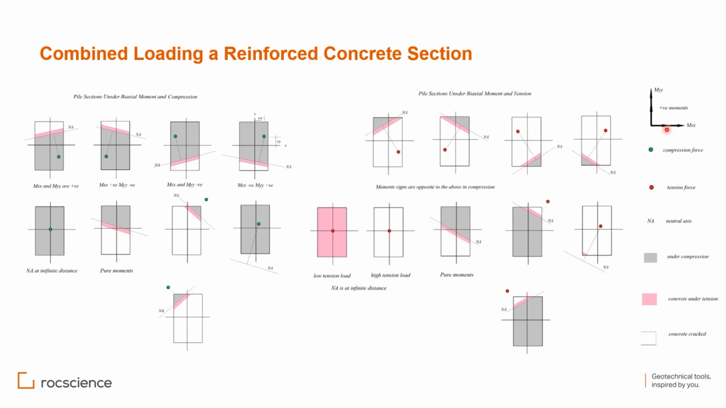Look here at how I am applying the moments. This is positive moment around X, and this is positive moment around Y. Two double arrows, as we said in the right-hand rule definitions. These are the positive moments. And the definition is: the green point is a compression force, the red point is a tension force, and so on.